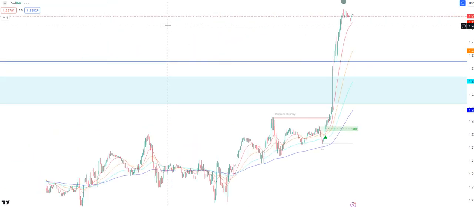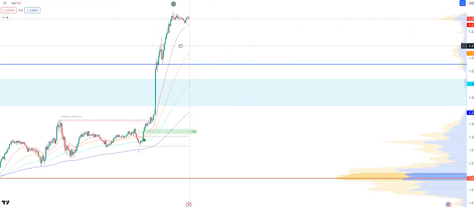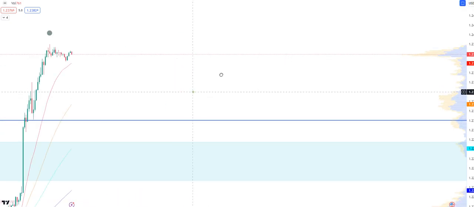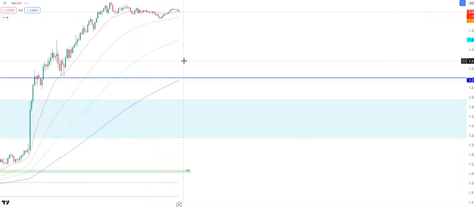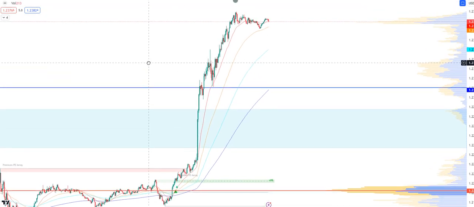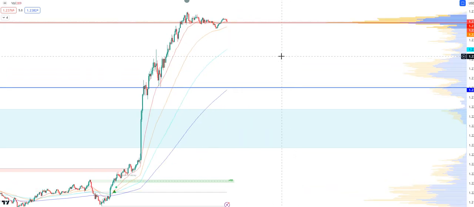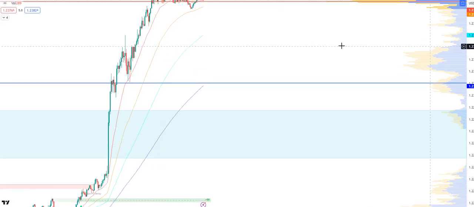So for the smaller time frame, let's go to 5 minutes. Okay, rejection. So this got mitigated. Expect to see a pullback. That's what I want to see. I want to see a pullback.